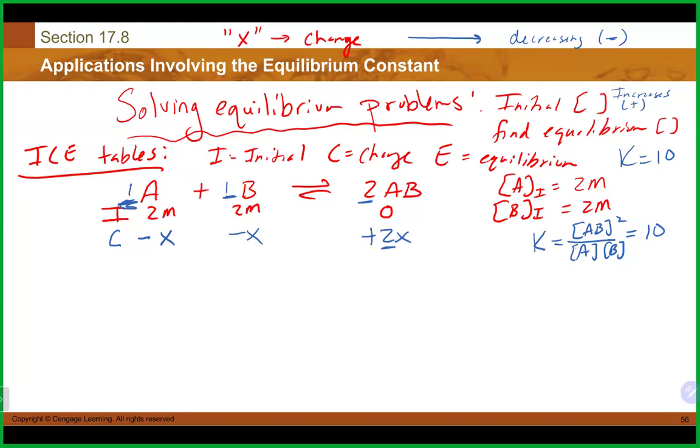If you do not use the coefficients in the change part, you pretty much did the problem wrong right there. That's because it will give you the wrong mole-to-mole relationship. You'll have the wrong stoichiometry, and your calculation will definitely be wrong. So it's really important to use the stoichiometry or the coefficients there. What we do at the end here is simply bring everybody down at equilibrium. This will be 2 minus x, 2 minus x, and 2x. Any questions on the table here?